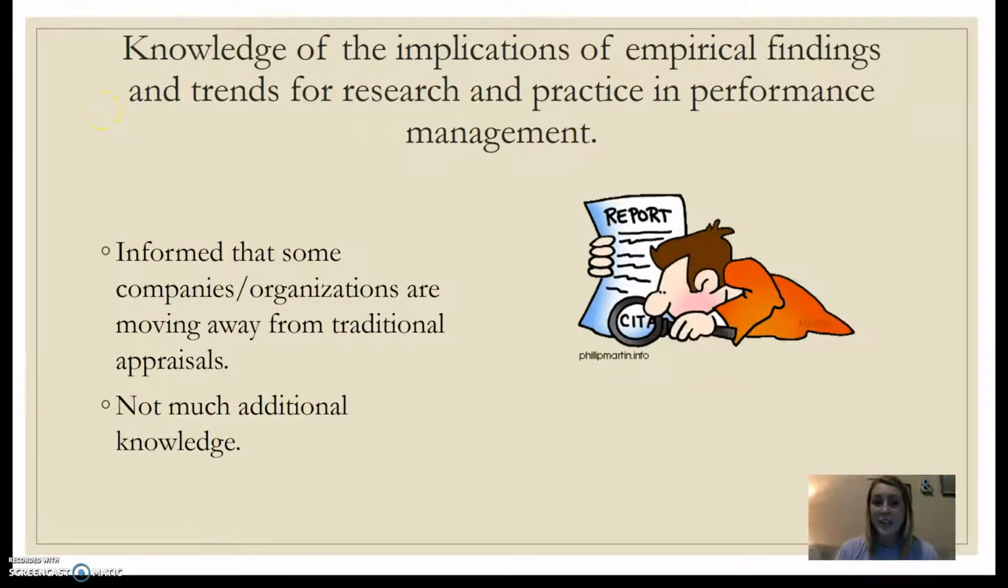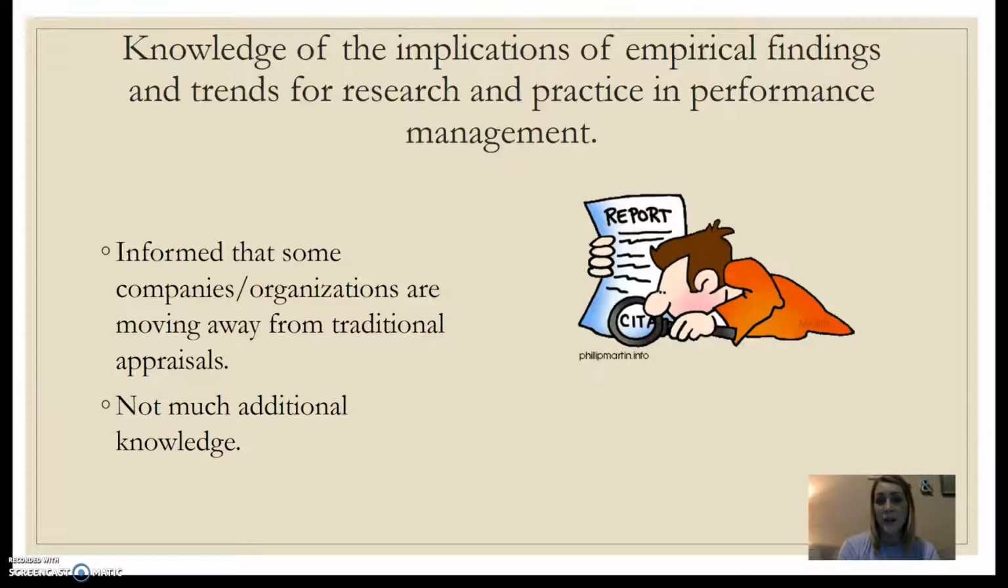The third objective I'm going to be speaking about is knowledge of the implications of empirical findings and trends for research and practice in performance management. So unfortunately, again, I don't have a lot of prior knowledge with this objective, and hopefully by taking this course it will change that, and I'll gain the knowledge to be able to answer this better at a later time. Especially in regard to research and practice in performance management.